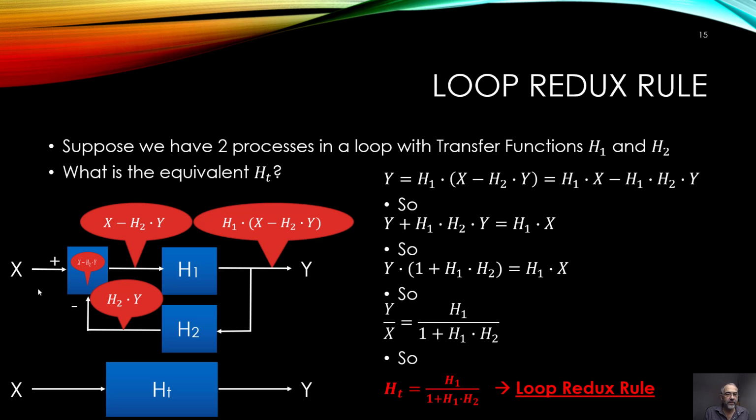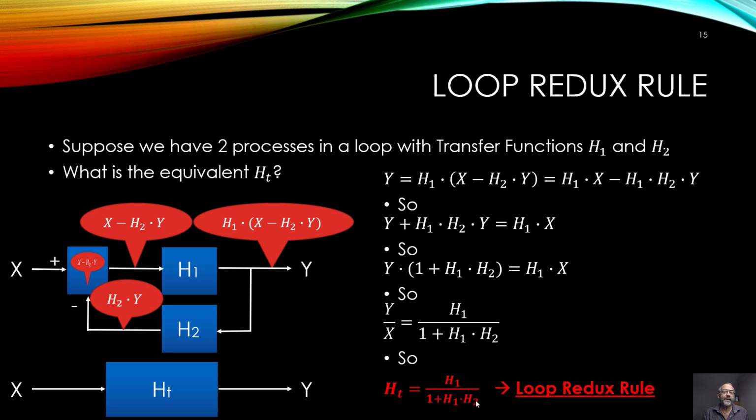And the transfer function of this whole system, including the feedback loop, is defined as Y over X, output divided by input in the S domain. Following the steps in the calculation, we find that it is H1 divided by 1 plus H1 times H2. That's what we call the loop reduction rule. You are supposed to try to memorize that, H1 divided by 1 plus H1 times H2.